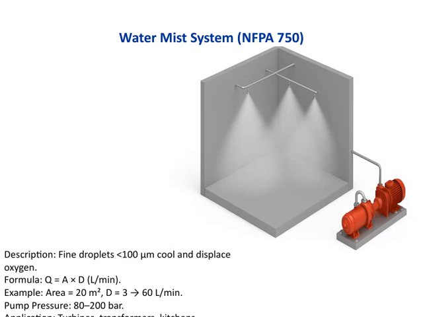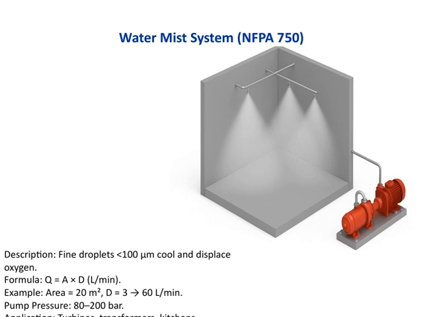Now, let's take a closer look at the water mist system, which is covered under NFPA 750. The key idea here is that this system uses fine water droplets, each smaller than 100 micrometers, to cool the protected area and displace oxygen. This helps suppress fires effectively without using large amounts of water.